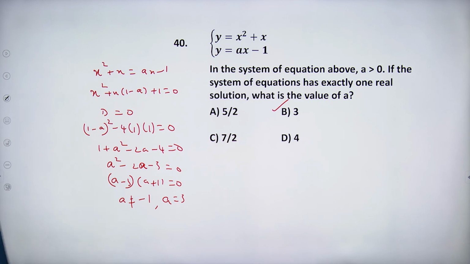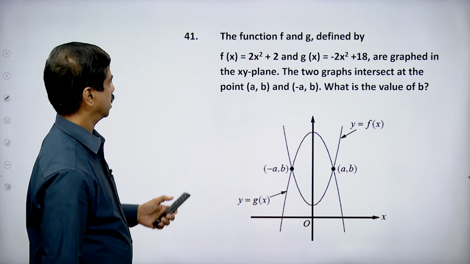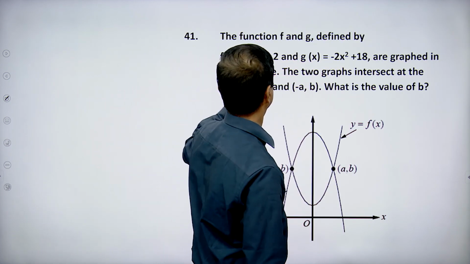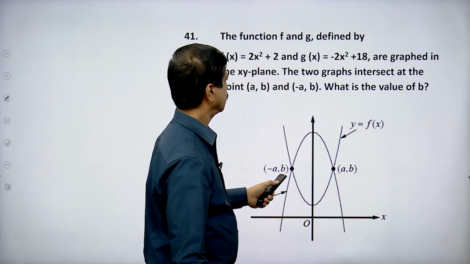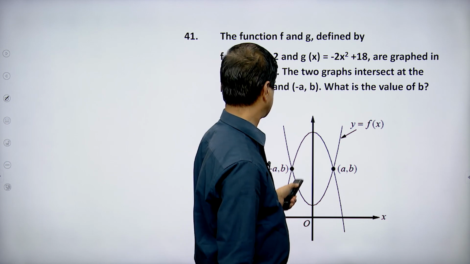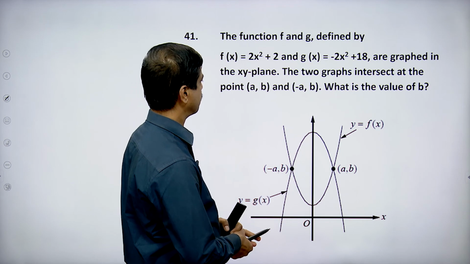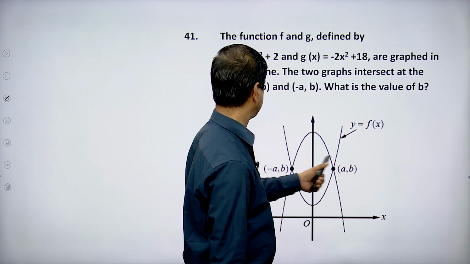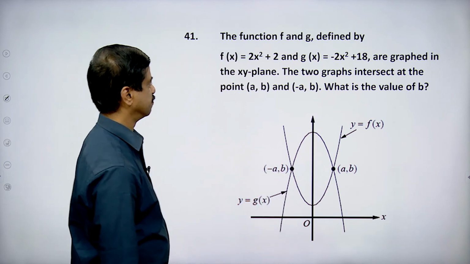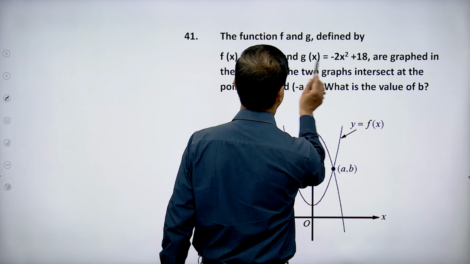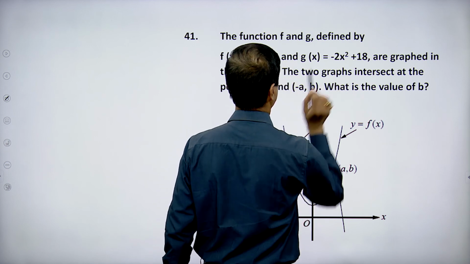Right, let us go to the next question. The functions f and g defined by these are graphed in the xy plane. The two graphs intersect at the points a comma b and minus a comma b. What is the value of b? So now we should know the value of b. He gave two functions; at the point of intersection, these two should be the same.